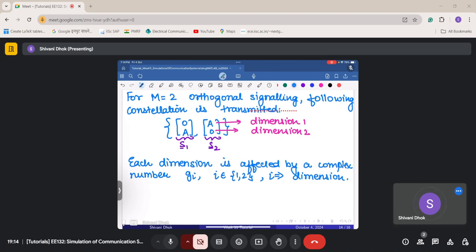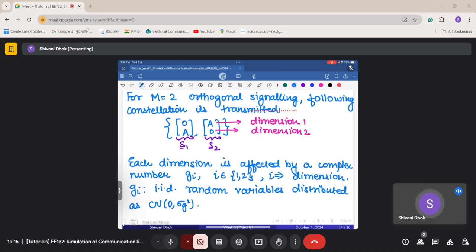Okay. And the Gi are IID random variables distributed as Cn 0 comma sigma g square. Okay, these are the assumptions that we are having.